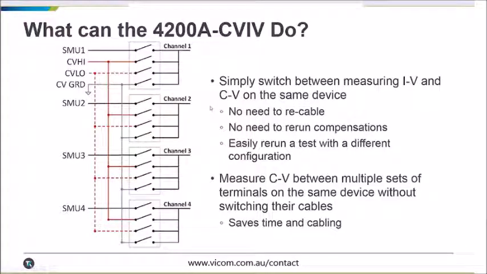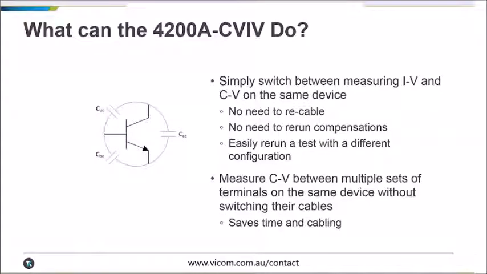So, what can the 4200A CVIV do? At the very base, it's simply a switch between measuring IV and CV on the same device. It eliminates any need to recable, to rerun compensation, and my favorite, we can go back and rerun a test with a different configuration with just a click of a button. It also allows you to measure CV between multiple sets of terminals on the same device without switching their cables, which saves time and cabling.